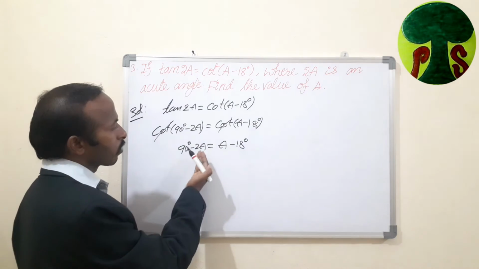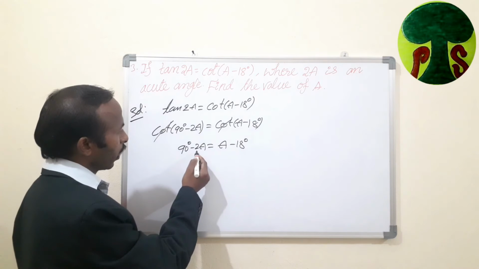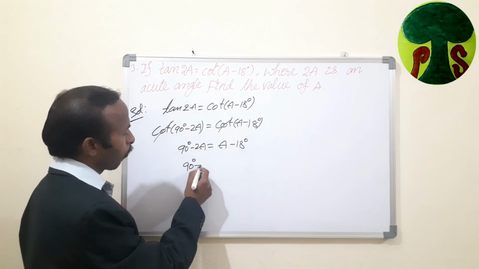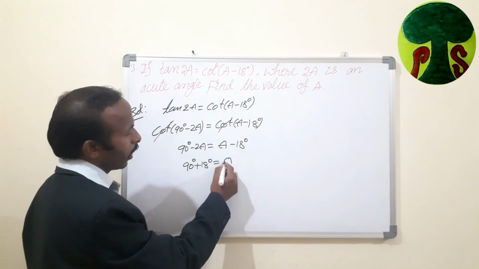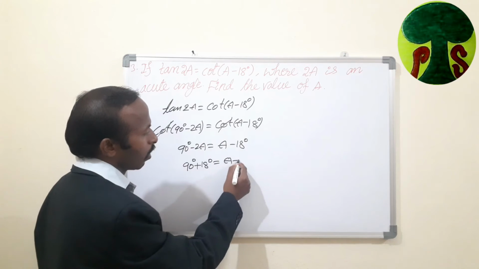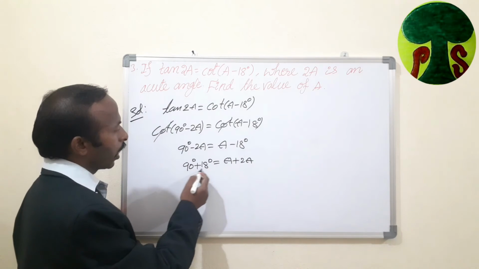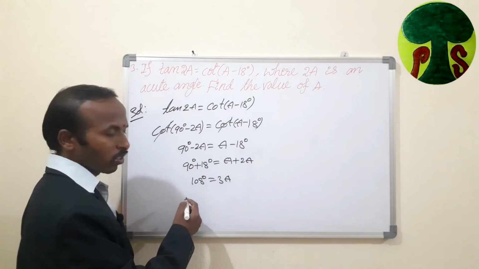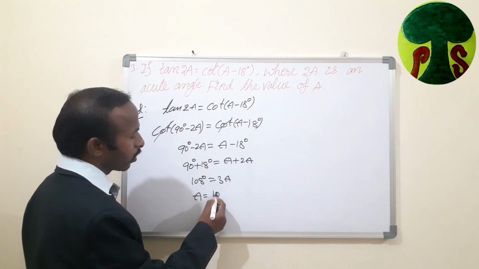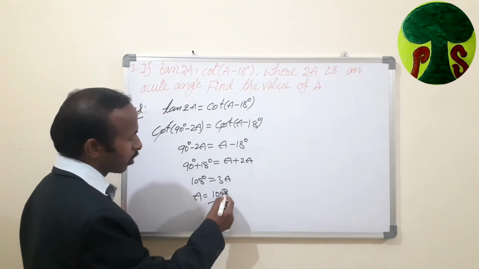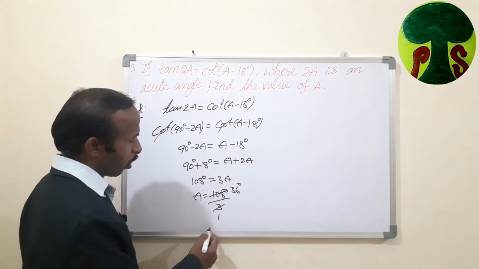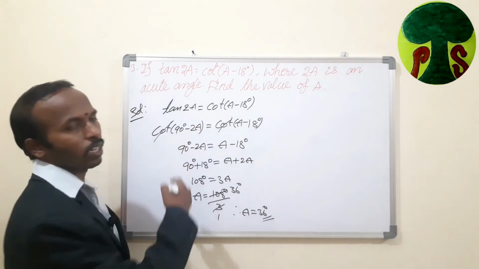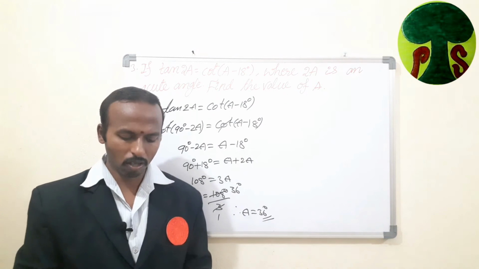Now we will take the variables to one side and constants to the other side. So here 90 degrees minus 18 degrees comes to the LHS, that is plus 18 degrees equal to a, minus 2a comes to the RHS, that is plus 2a. Finally 90 plus 18 is 108 degrees equal to 3a. Next a equal to 108 degrees by 3. 3 ones are 3, 3 thirty-sixes. So a equal to 36 degrees, which is an acute angle. So finally the value of a is 36 degrees.